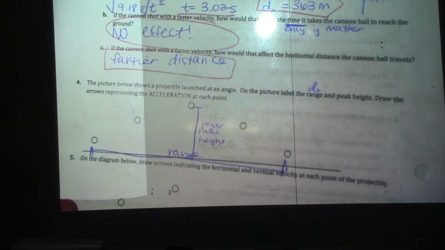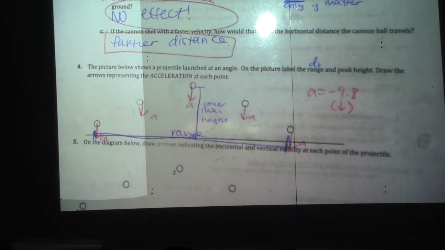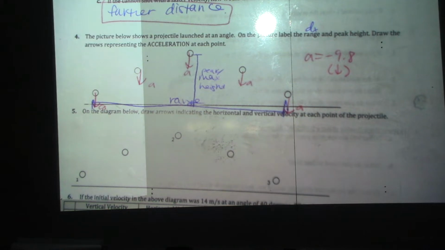And then lastly, we're drawing the arrows that represent the acceleration. Well, at every single point, your acceleration is just gravity. So these all represent the acceleration at each of the points, and they would all be the same length because your acceleration is just negative 9.8 at all of the points, and that is pointing down. That is for when it asks for the direction of the acceleration. Now I'm asking you horizontal and vertical velocities at each point.